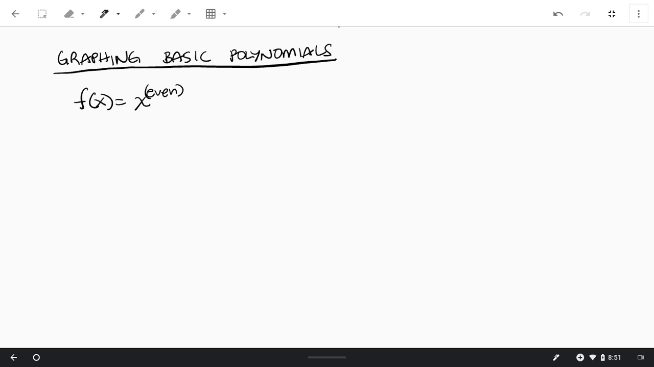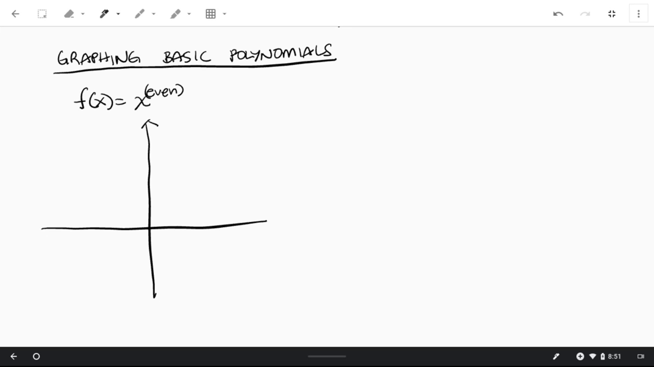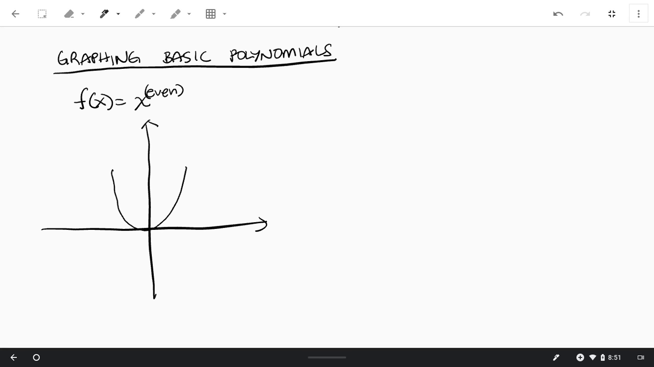If you have x to an even number and that's all you have, then you have the graph of a parabola every single time. The only difference is that as that even exponent gets larger, your parabola gets a little more flat at the origin. So we know what x squared looks like. We know that this is x squared.